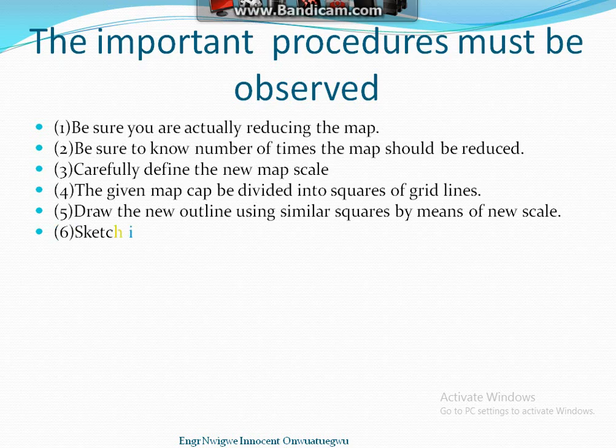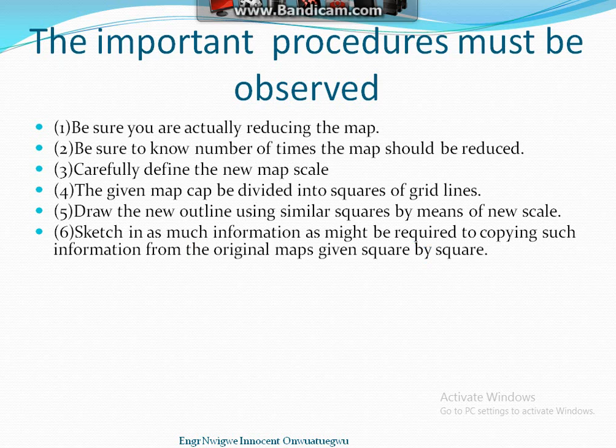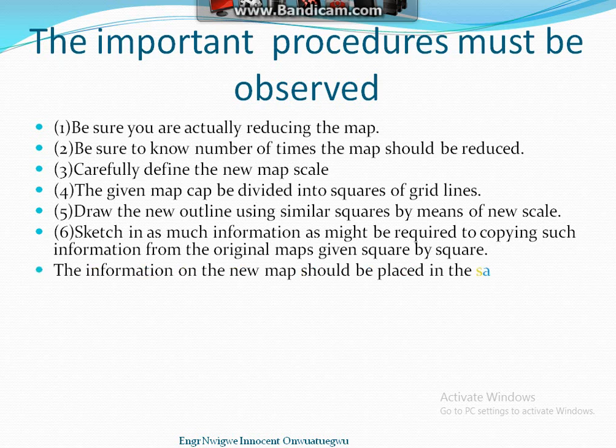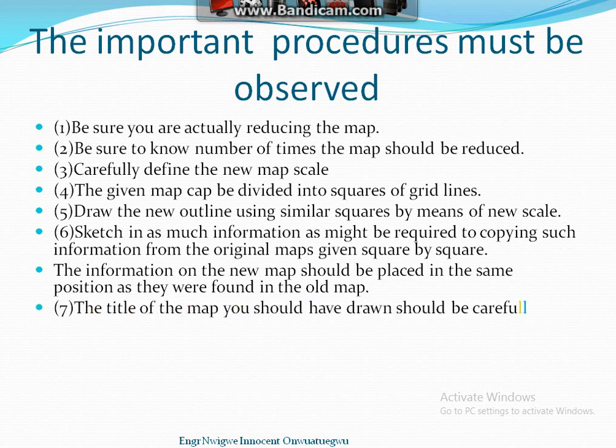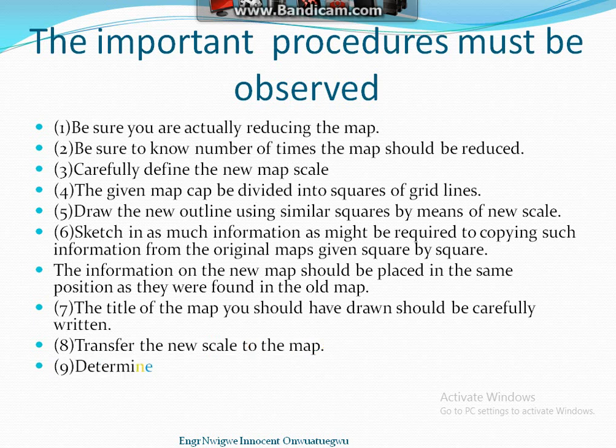6. Fill in as much information as might be required, copying such information from the original map square by square. The information on the new map should be placed in the same position as it was found in the old map. 7. The title of the map you have drawn should be carefully written. 8. Transfer the new scale to the map. 9. Determine the new north with the use of an arrow on the right hand side.